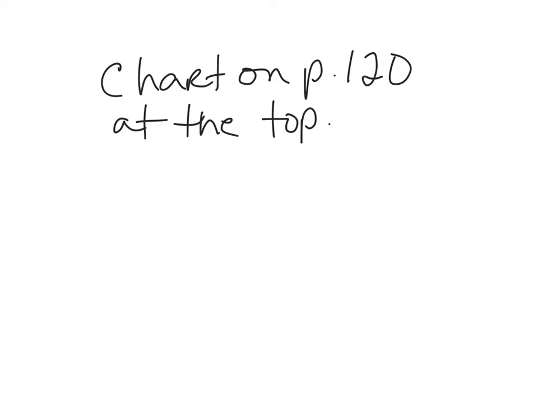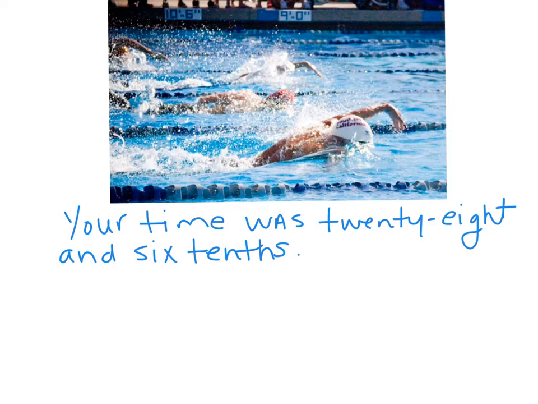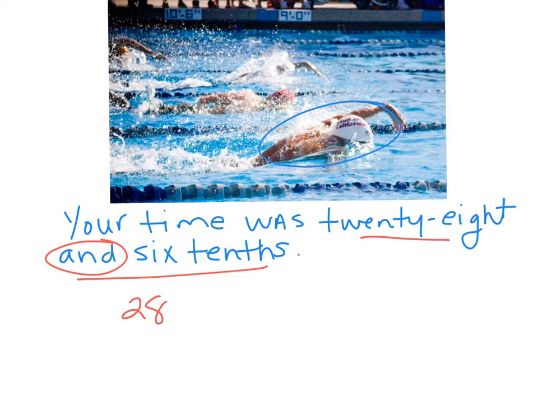So let's say you're at a swim meet. Maybe that's you right there. And when you finish, they say your time was 28 6/10. Well, how would you write that as a decimal? The 28 is going to be before the decimal because there's the and. Now after the decimal is going to be 6/10. Tenths is the very next spot after the decimal, so it's got to go here, and the number is 6, so that is 6/10. So you would write it 28.6.